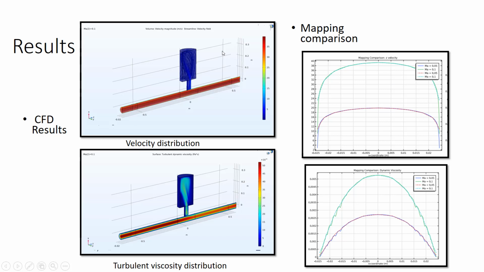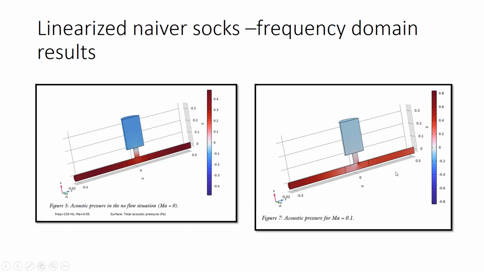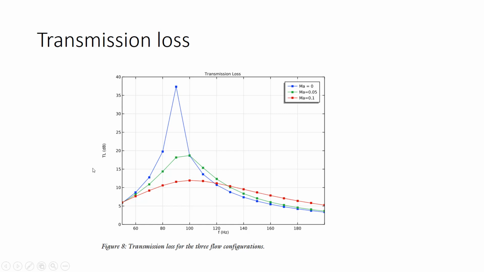After solving, the results will be the velocity distribution here and the turbulent viscosity, and then we do the mapping study, and we compare the values of velocity coming from CFD with the values coming from the mapping study, and we also do that for dynamic viscosity. After that, we solve the linearized Navier-Stokes equation, and then we can see the acoustic pressure in the case with no flow, and the acoustic pressure with Mach number 0.01 or 0.05. Finally, we have the transmission loss that we want for the three cases: Mach number 0, Mach number 0.05, and Mach number 0.1.